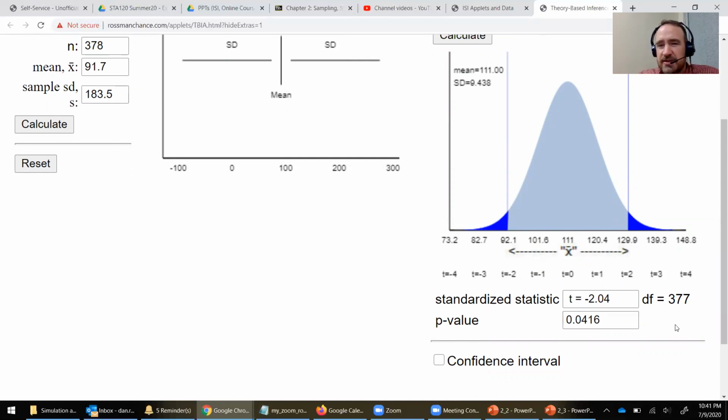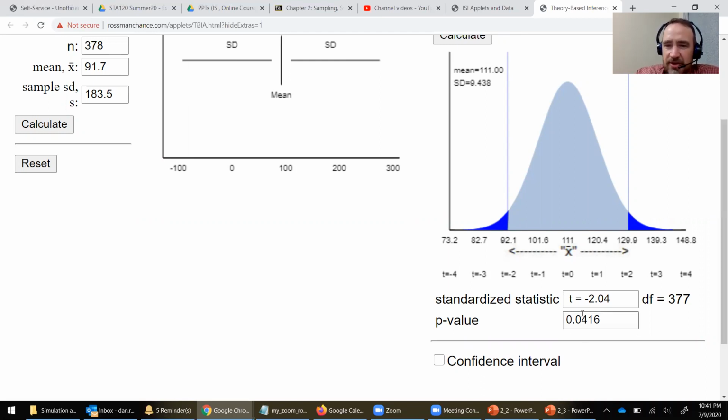What are these telling us? The standardized statistic is saying our result was just about exactly 2 standard deviations below the mean from the null hypothesis, 111. So 1 standard deviation is a very typical distance from the mean. 2 standard deviations is twice as far away. We're seeing something that's beyond 2 standard deviations, just beyond. So we're talking about strong evidence against the null.